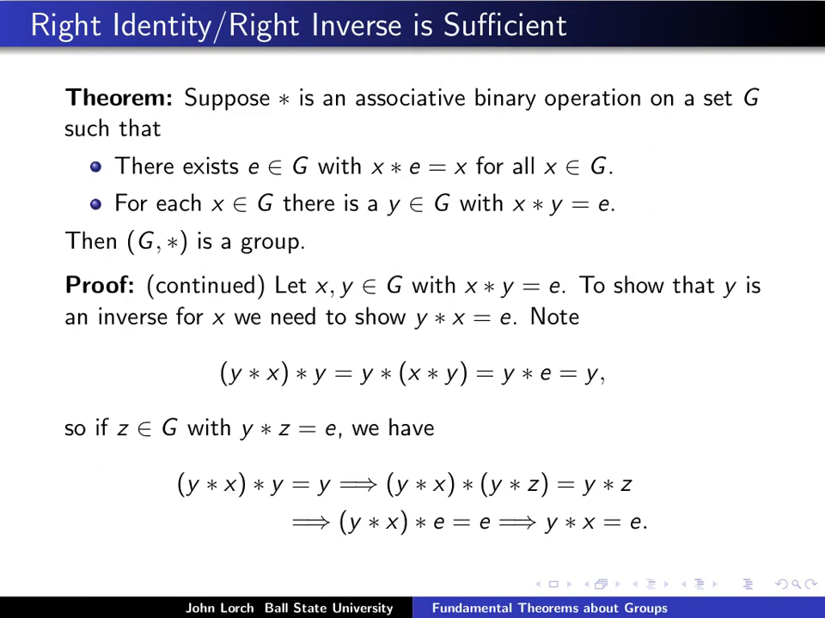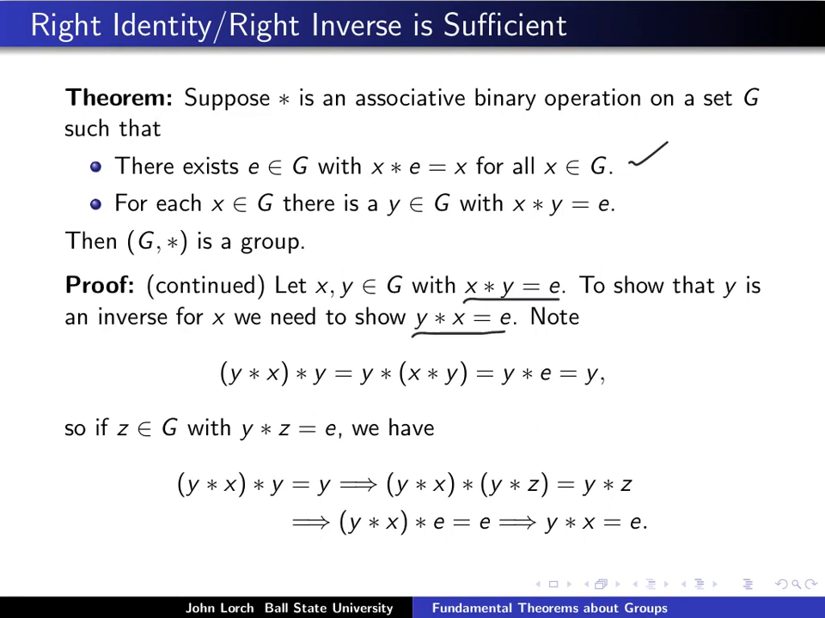So we continue to address this same theorem. On the previous slide, we showed that this right-sided identity is actually a two-sided identity. And now we want to do the same thing with inverses. If we start with an element x in G, and it has a right inverse y, we want to show that y is actually a left inverse also. So that is, we know that x times y is equal to e, and what we want to show is that y times x is equal to e.